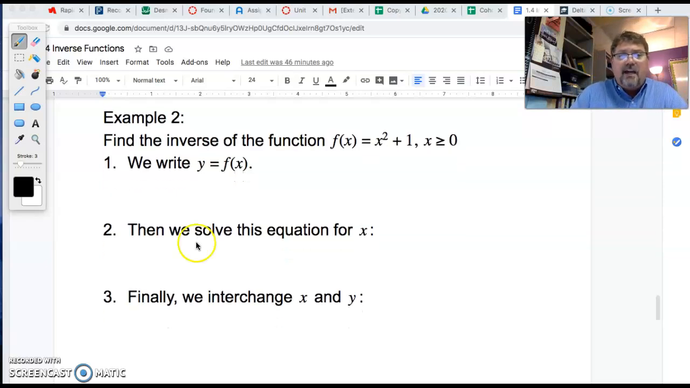All right, it says find the inverse of the function f of x equals x squared plus 1, x is greater than or equal to 0. Okay, this is a quadratic function that is not one-to-one, but its domain has been explicitly listed and restricted. So it is one-to-one. And I wanted to show you this in a graph.